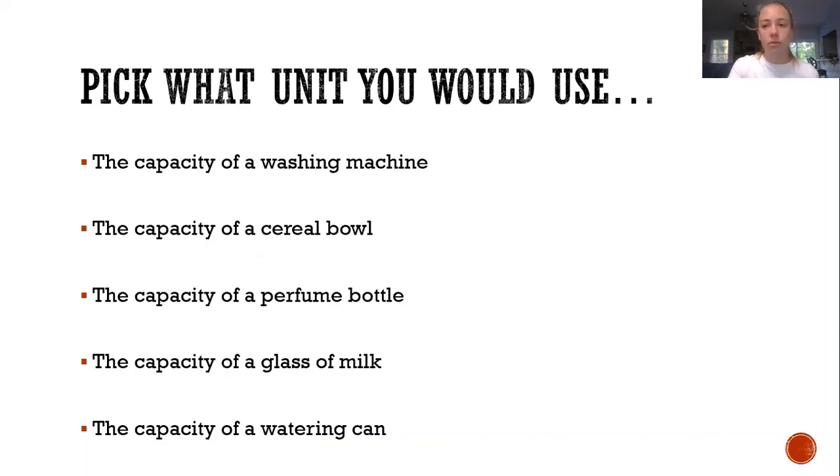So pick which you would use. The capacity of a washing machine, you would use a gallon. The capacity of a cereal bowl, you would use a cup. The capacity of a perfume bottle, you would use a fluid ounce. The capacity of a glass of milk, you would use a pint. And the capacity of a watering can, you would use a quart.